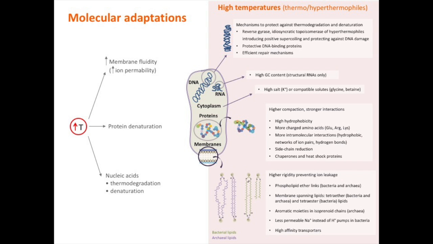At the level of DNA, to cope with degradation and denaturation, you have, in particular for hyperthermophiles, organisms living at very high temperatures, a particular enzyme that is a marker for hyperthermophily, although there are also some thermophilic organisms living at lower temperature that also have a reverse gyrase, but all hyperthermophiles do have one. It's an enzyme called reverse gyrase.